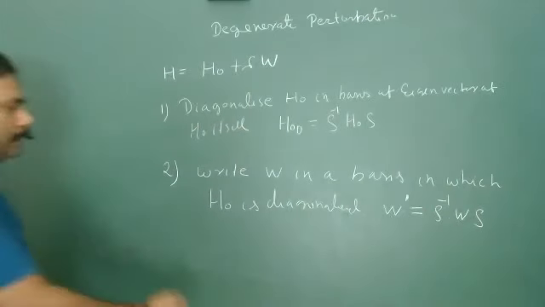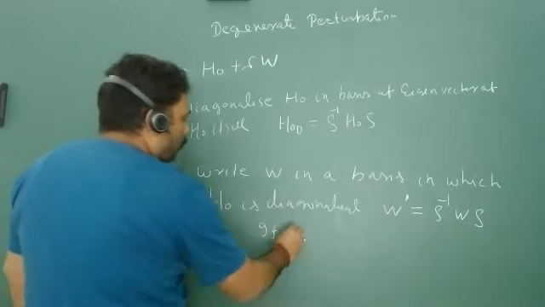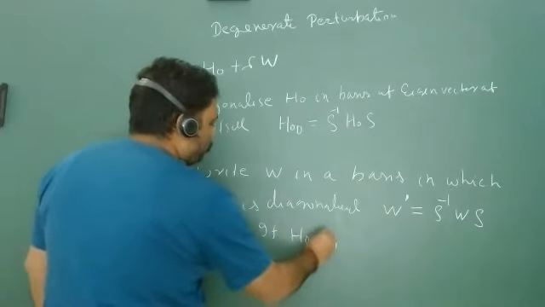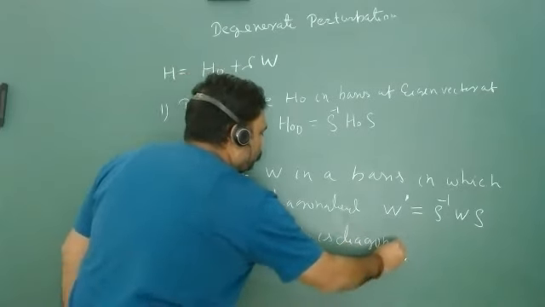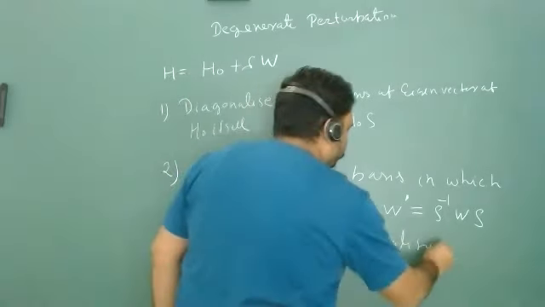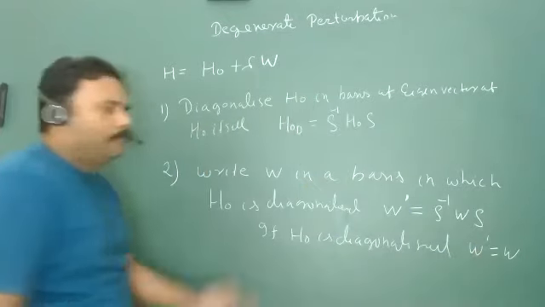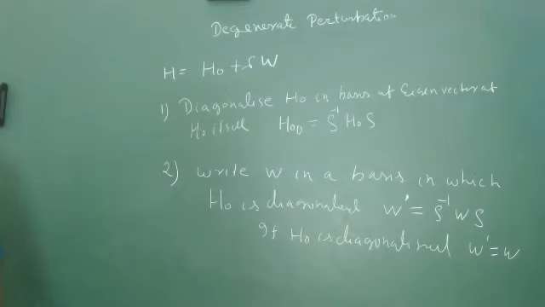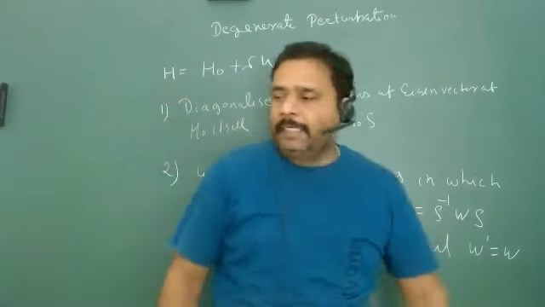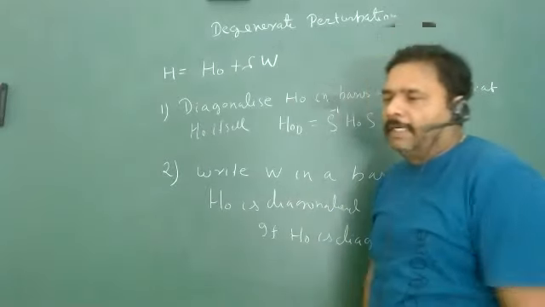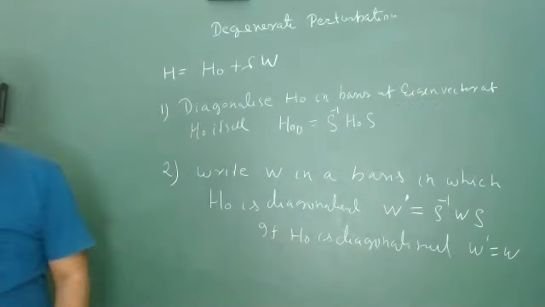So here is one more thing: if H naught is diagonalized, then W dash is equal to W. There is no need to find W dash. That will be W. Why am I claiming that W dash will be W if H naught is diagonalized? Why am I claiming that this will be the same?